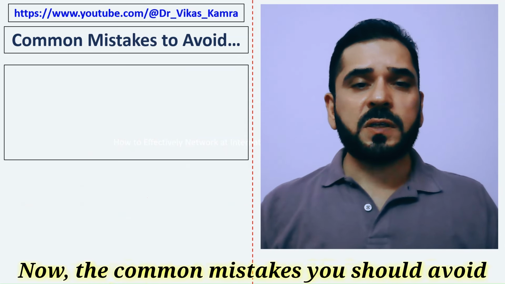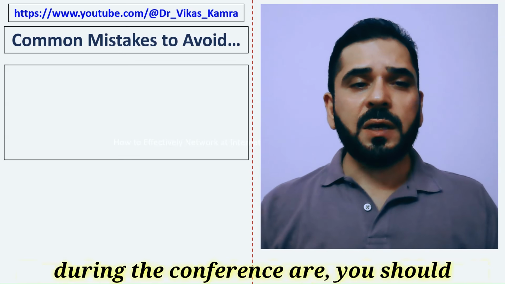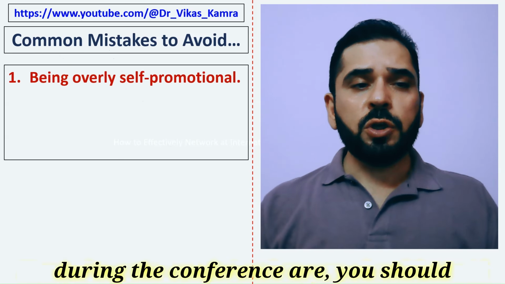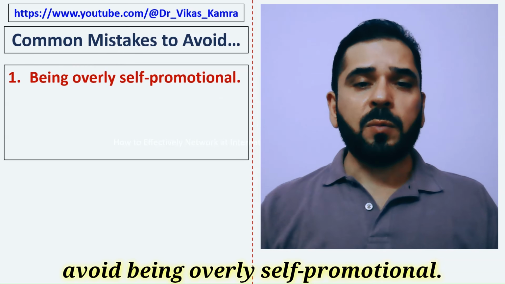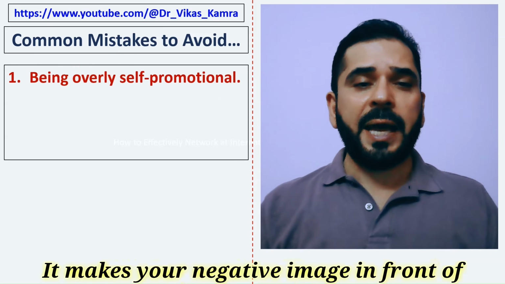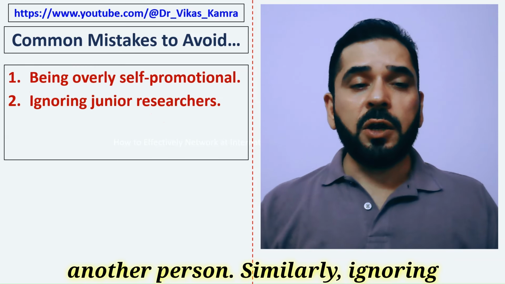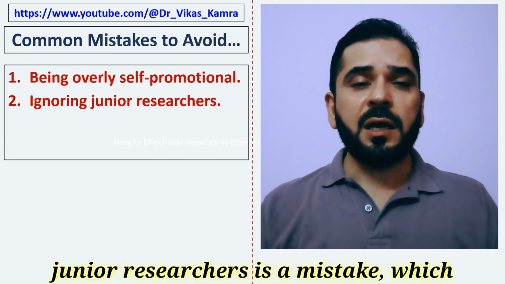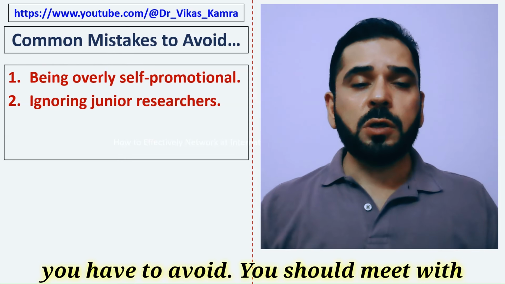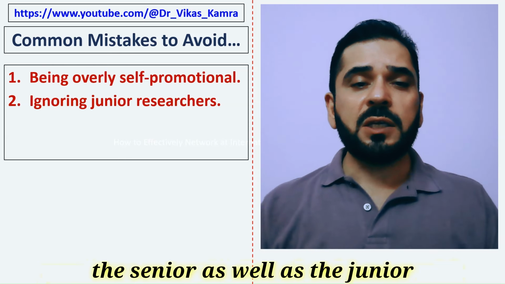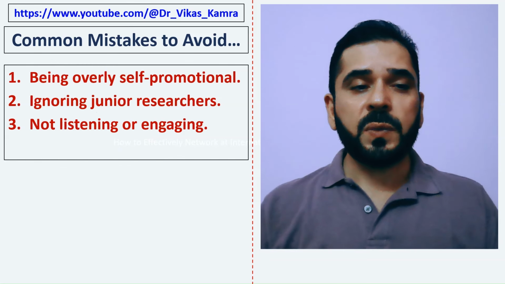Now, the common mistakes you should avoid during the conference are: you should avoid being overly self-promotional. It makes a negative image in front of another person. Similarly, ignoring junior researchers is a mistake you have to avoid. You should meet with the senior as well as the junior researchers.